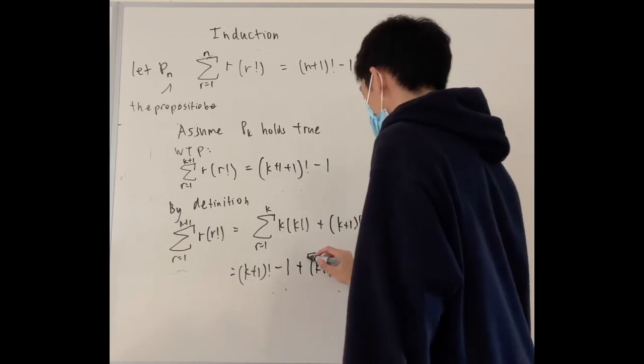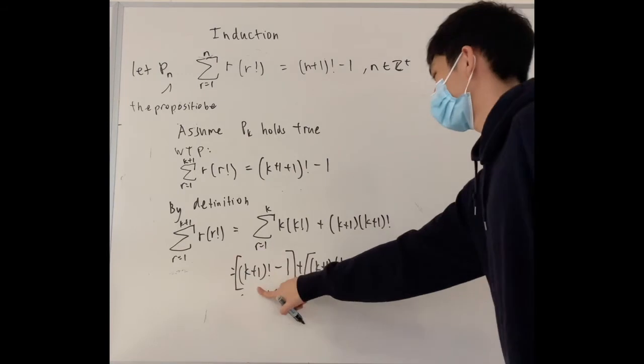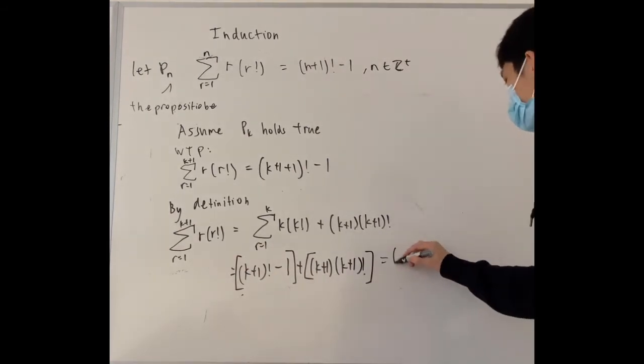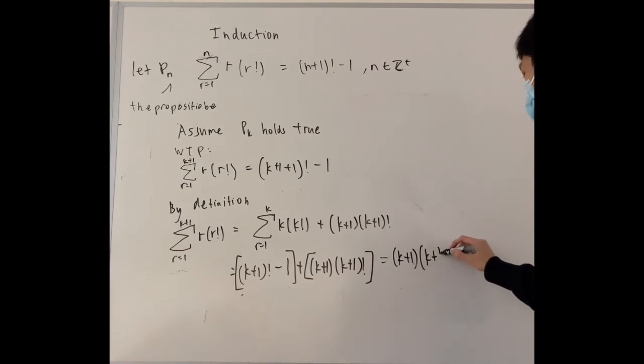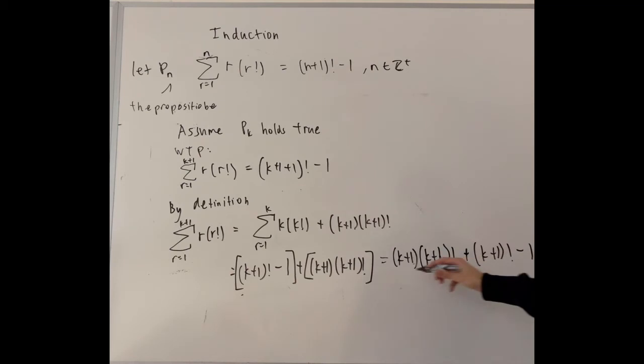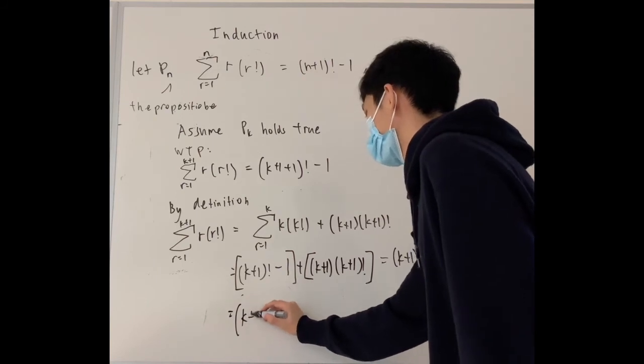Just to make this less confusing, I'll put a bracket here and a bracket here. With that, you see there's a factor of k plus 1 here. Let's group them together, make it more obvious for ourselves. Because they're all adding up to each other, you can shift them wherever you want. This is k plus 1 factorial plus k plus 1 times k plus 1 factorial, minus 1. Both have a factor of k plus 1 factorial, that's what I'm trying to say. So we take out a factor of k plus 1 factorial.